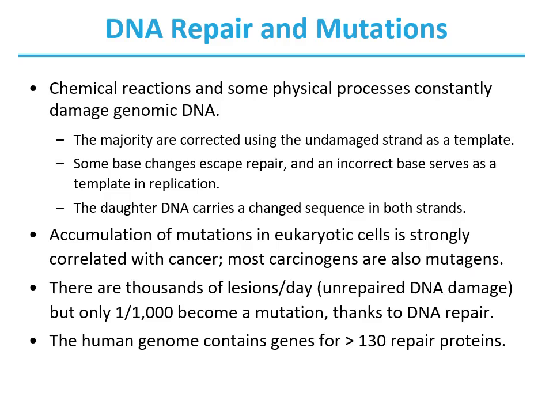DNA repair and mutations. Chemical reactions and some physical processes, for example UV or gamma rays, constantly damage genomic DNA. The majority are corrected using the undamaged strand as a template. Some base changes escape repair, and an incorrect base serves as a template in replication. The daughter DNA carries a changed sequence in both strands. And accumulation of mutations in eukaryotic cells is strongly correlated with cancer. Most carcinogens are also mutagens.